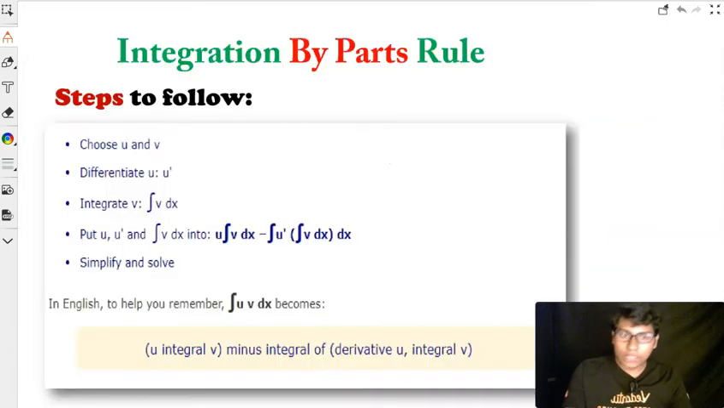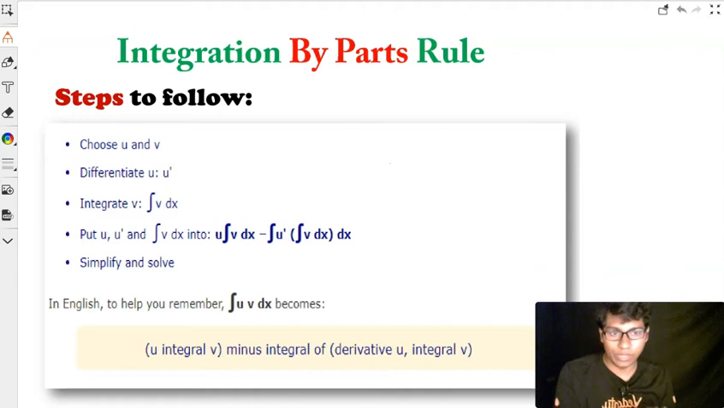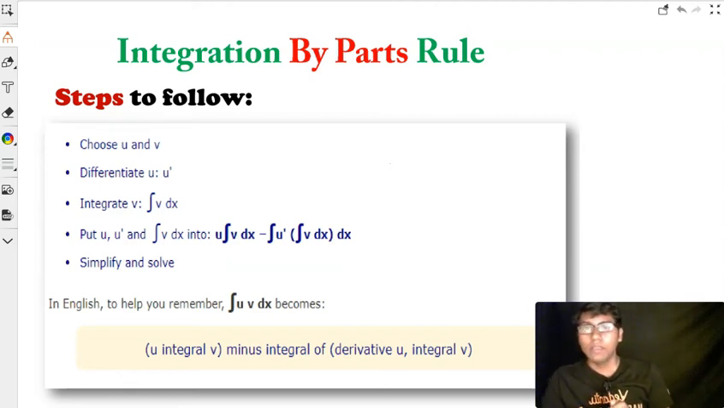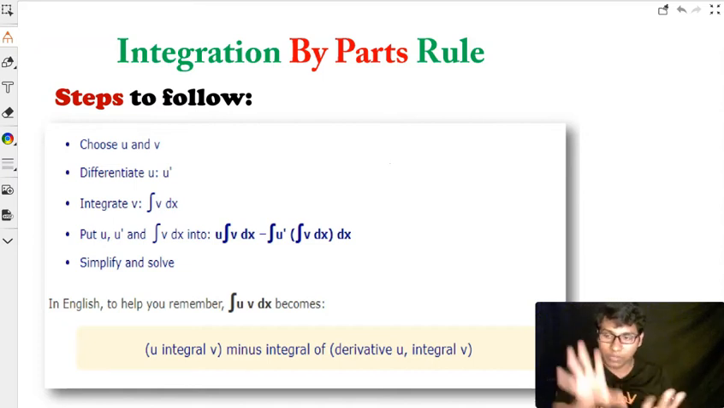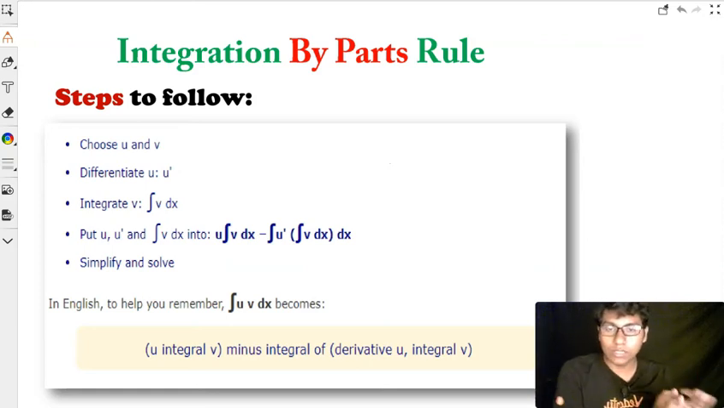To make it easier, I have simplified it into 5 steps. To solve the question, the first step is to choose u and v. That is the most important stage, and I will help you later with how to choose u and v. The second step is to differentiate u. Once you have chosen u and v, integrate v separately, and put them together into the formula. The formula is u integration v dx minus integration of u dash integration v dx, whole dx. Then simplify and solve.